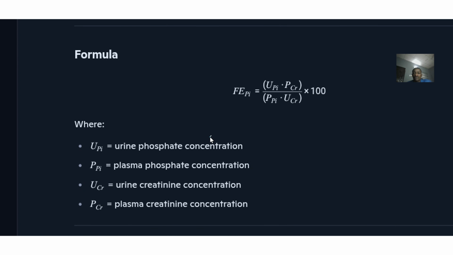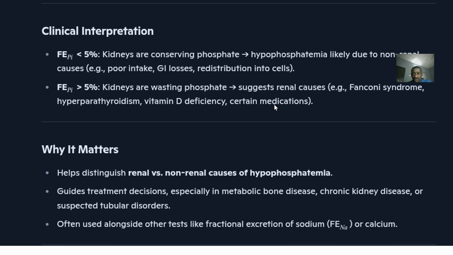Okay, so this is the formula. We have the UPi, PCr, we have the PPi, UCr, and these are the full meanings. UPi is urine phosphate concentration. PPi is plasma phosphate concentration. UCr is urine creatinine concentration. PCr is plasma creatinine concentration.